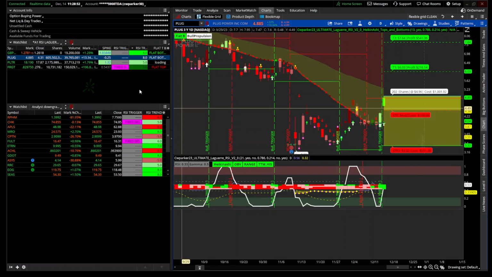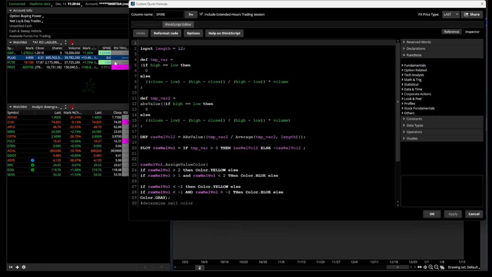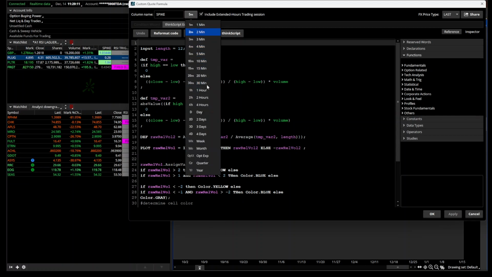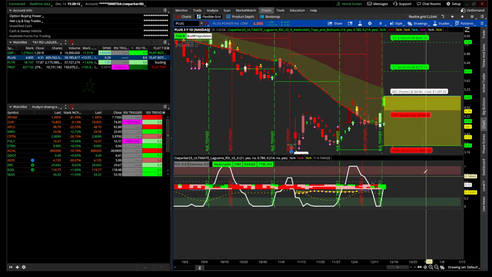In the watch list column, you'll also get this thing that says flat bottom or flat top as well. And you'll be able to change the actual time for the indicator as well. So if you want to change the time for the watch list column, you just open it up, just like I just opened it up, and you'll come over and change whatever time frames you want to use on your watch list column.